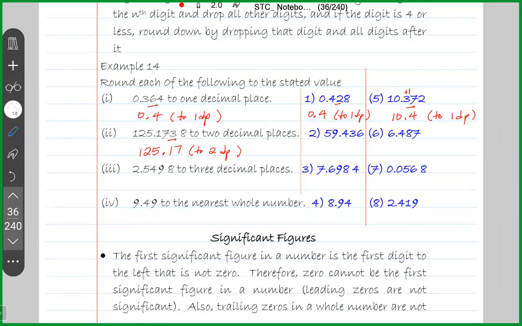Next, 59.436 to 2 decimal places. Again, if I'm rounding a number to 2 decimal places, I must consider the digit that is the 3rd decimal place.